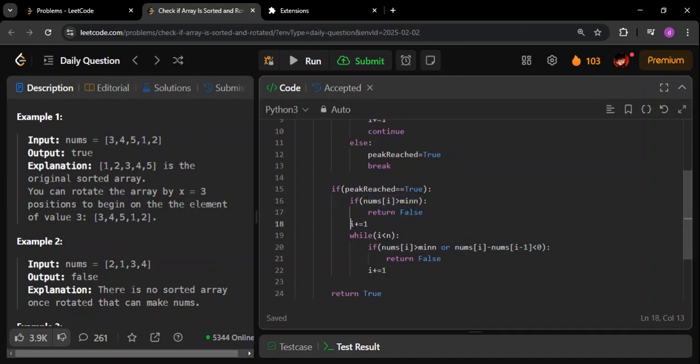Now we're just doing I plus 1. So let us say I was 1 and I'm now going to 2. Once I is 2, I will follow the same thing that we did here.